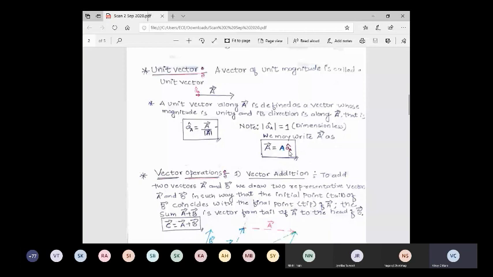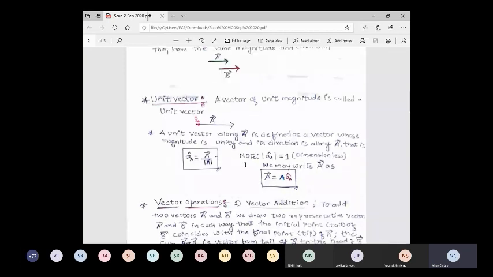So is this point clear about equal vector and unit vector? Yes, sir. Yes, is that clear? Yes, sir. Okay. Yes, sir. Yeah, if you have any doubts, we can resolve that and we can proceed to the next thing.